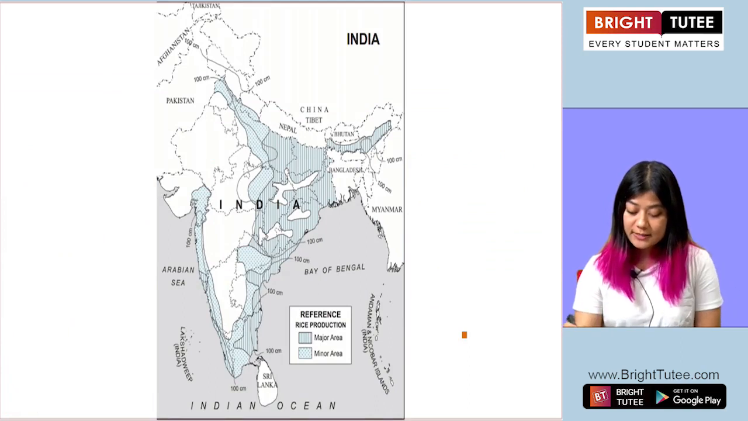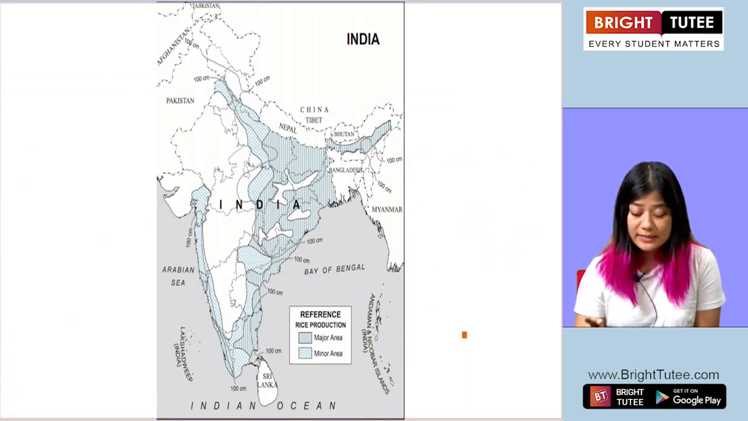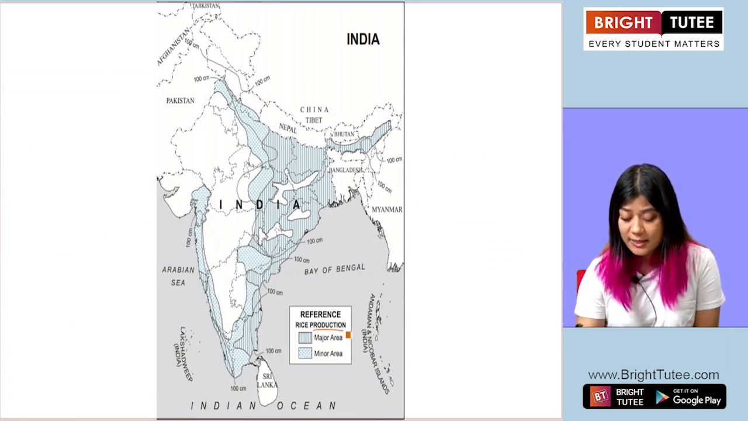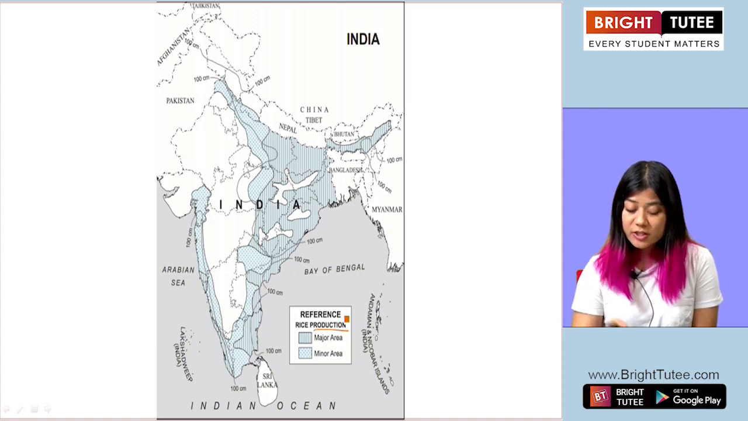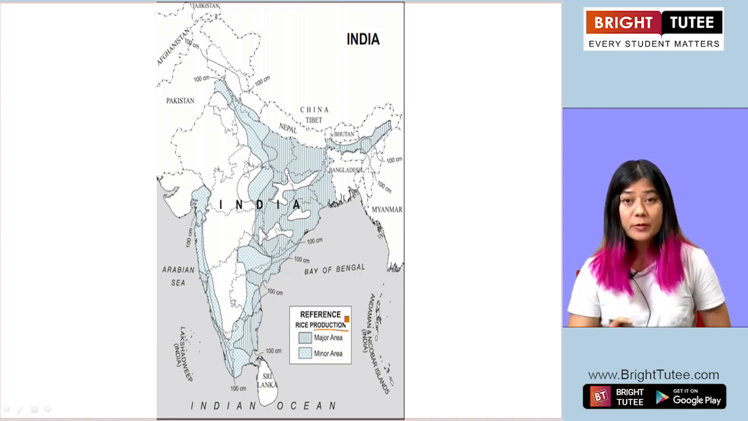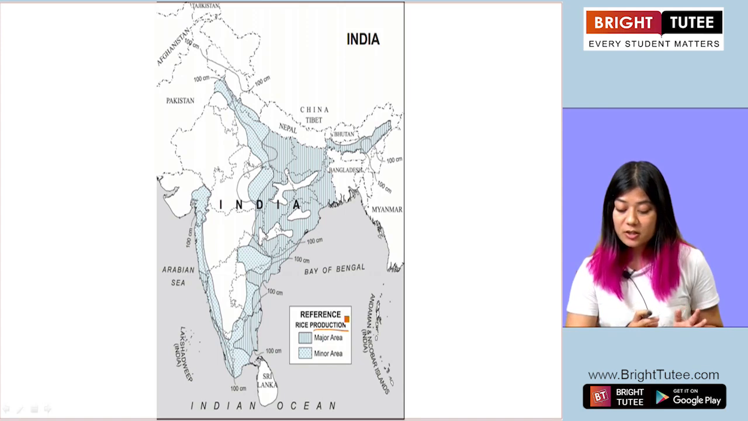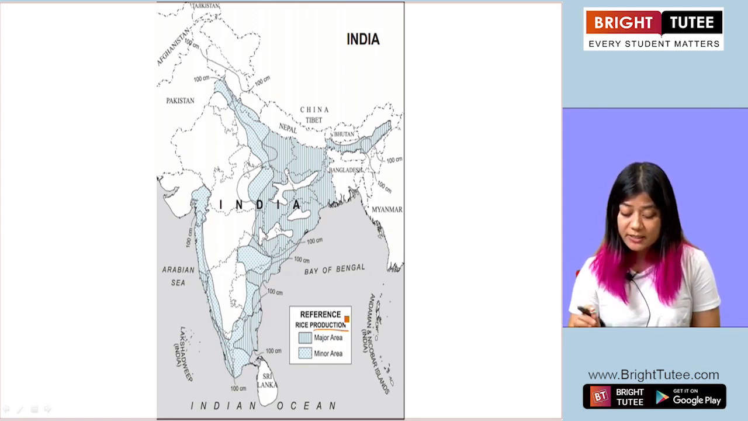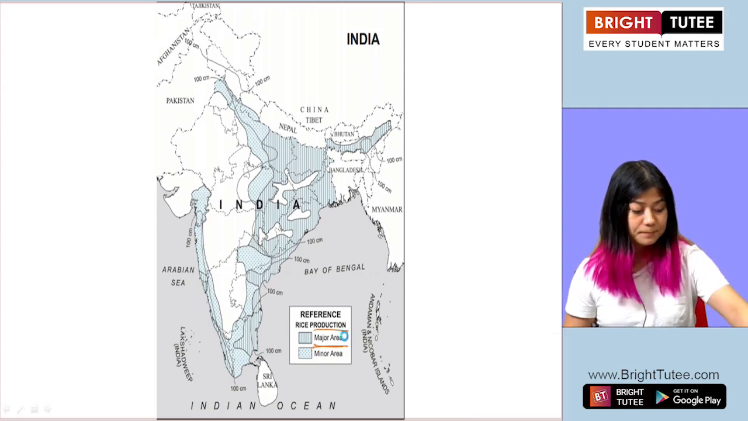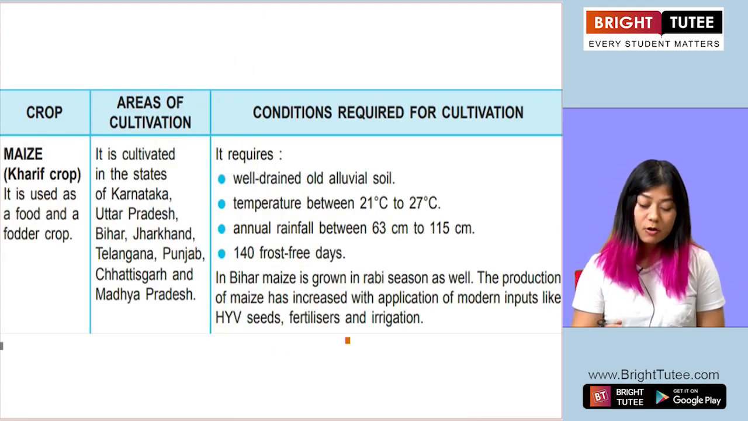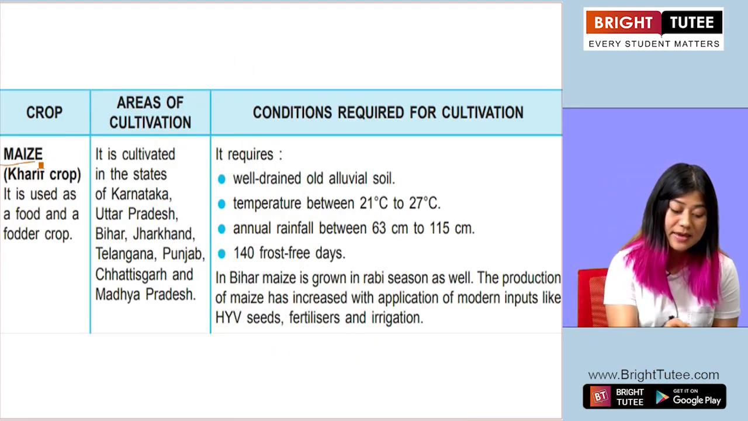Again, here is the map of India, and the shaded areas indicate the rice production areas. Just like the earlier map showing the production of wheat, here they show different shades for the majority and the minority area under rice cultivation. Now the third crop that we are going to look at is maize.